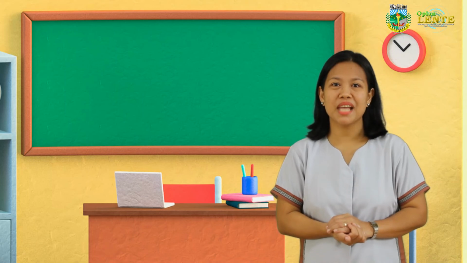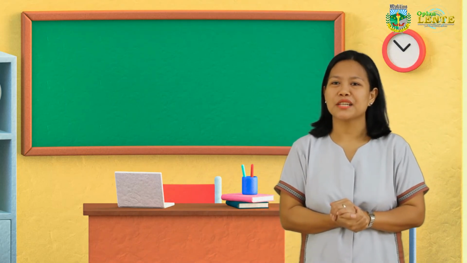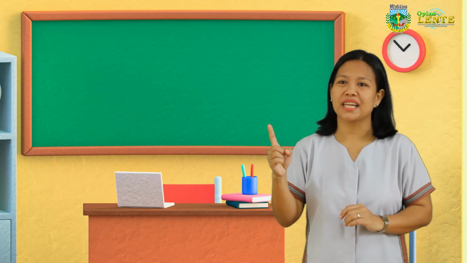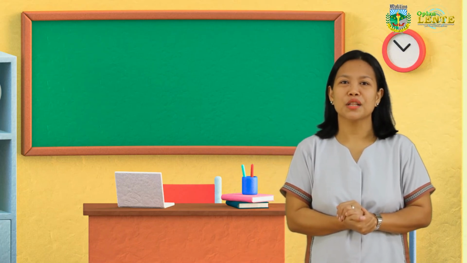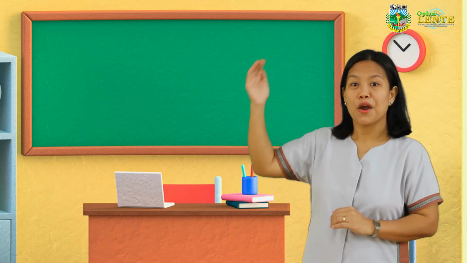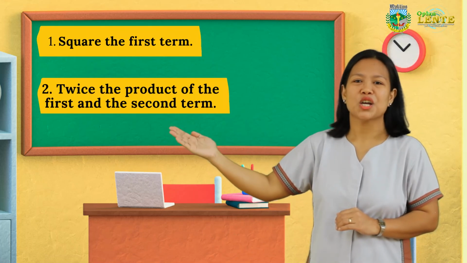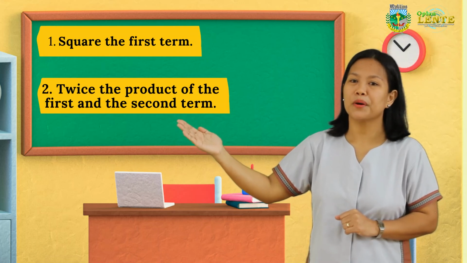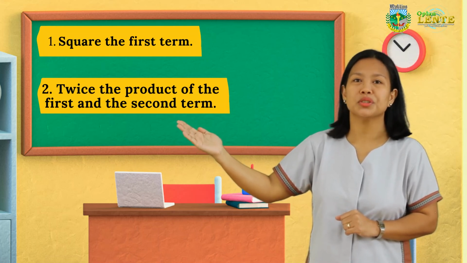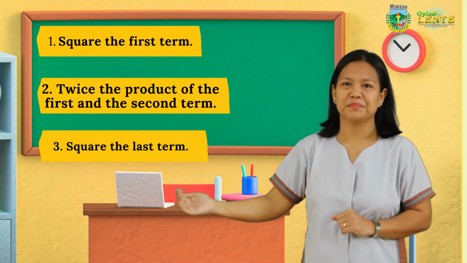What have we learned today? To wrap up our lesson for today, don't forget that in order for you to find the square of a binomial, you need to follow these steps. First, square the first term. Next, twice the product of the first and the second term. Use the same operation sign as the one between the two terms. And lastly, square the last term.